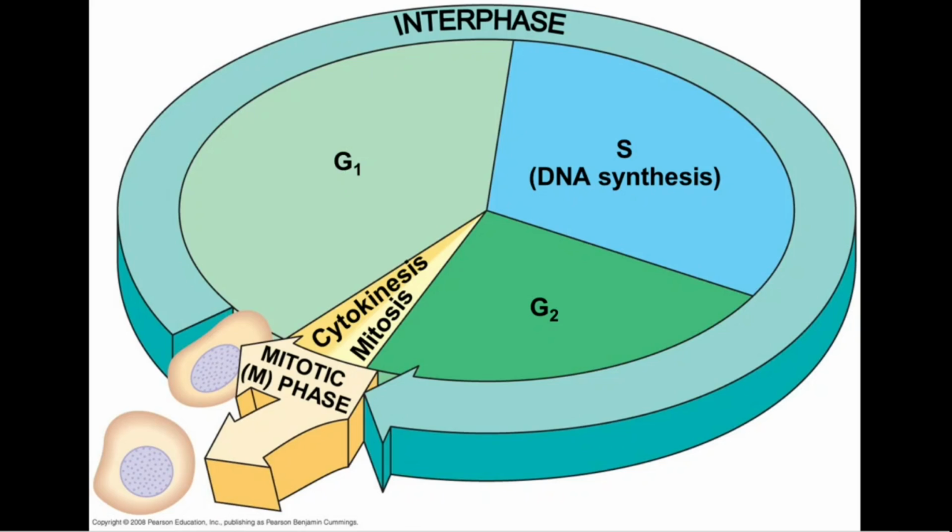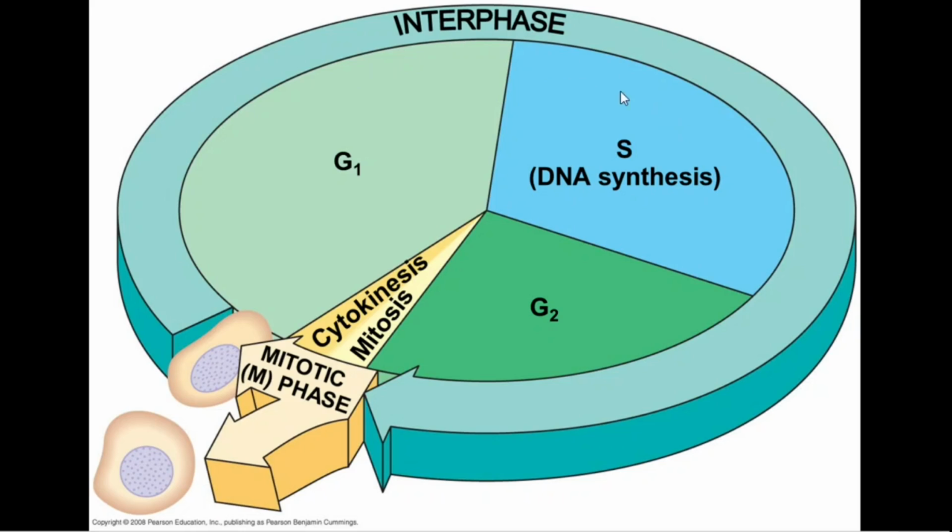So G, although it stands for gap, I think of it as growth because during G1, the cell is literally just growing and it's doing its job. So whatever this specific cell is, if it's a skin cell, it's being skin. If it's a muscle cell, it'll be contracting. And then we go through G1 then. So the cell is just growing and doing its job.